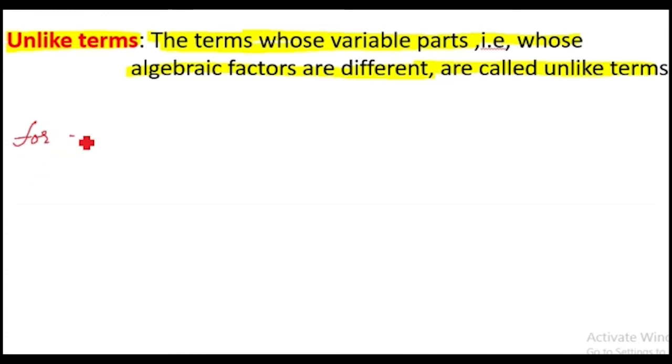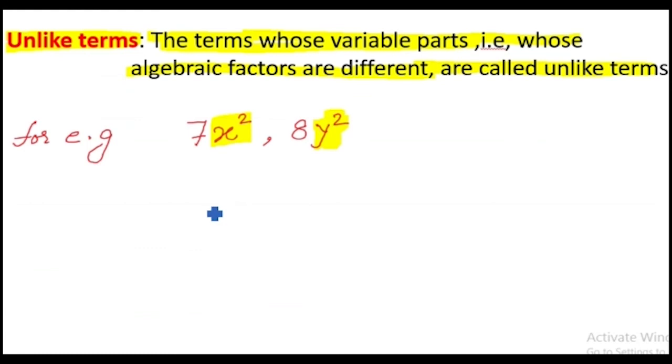For example, 7x square, 8y square. These two algebraic terms are unlike terms because here the variables are different. Here this is x square and this is y square. So that is why these algebraic expressions are unlike terms.